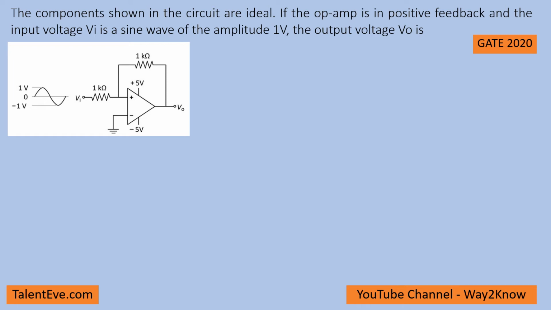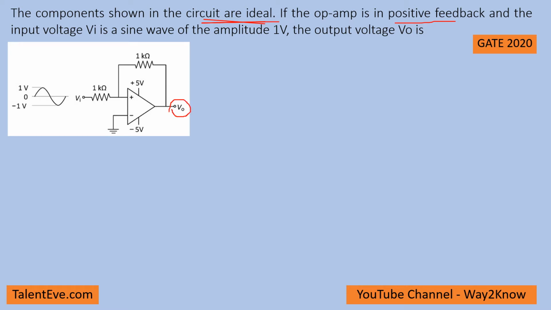Hello all, let us see how to solve this particular problem. So basically what is given here is an op-amp circuit which is ideal. This op-amp has positive feedback, and the input voltage provided is a sine wave voltage. The question is what could be the output voltage with the given input voltage.